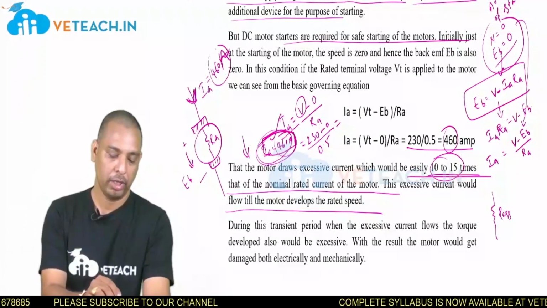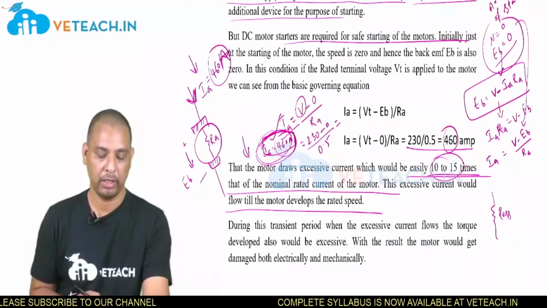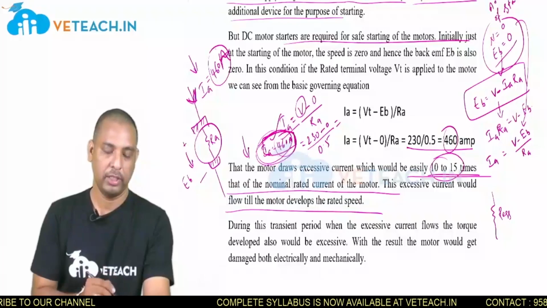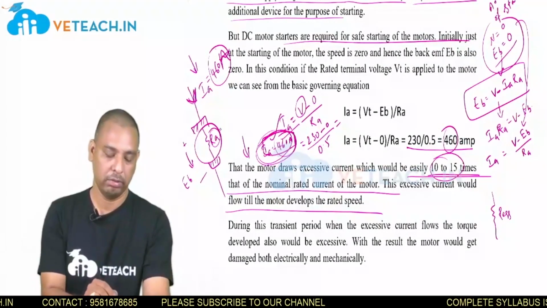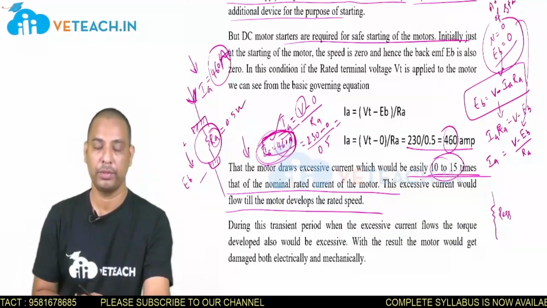So now we have to reduce this armature current, which is initially the starting current. So how to reduce this current? Here we already have RA, which initially we have taken as 0.5 ohms.